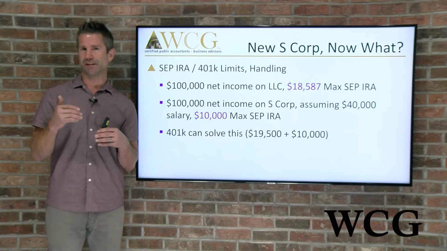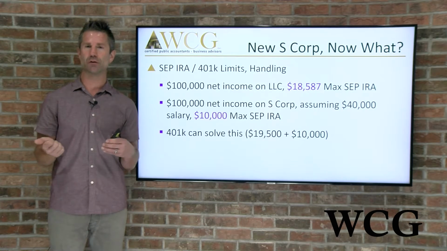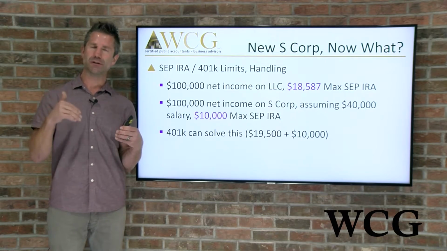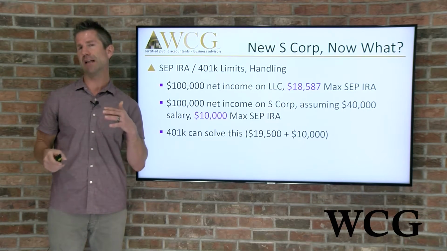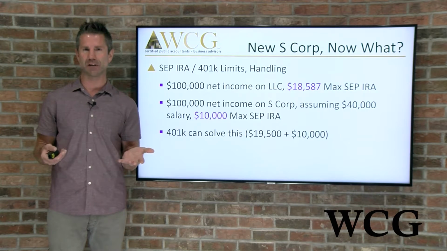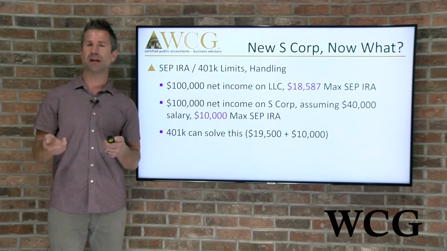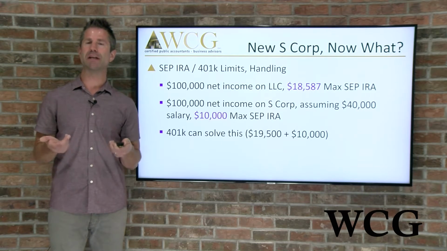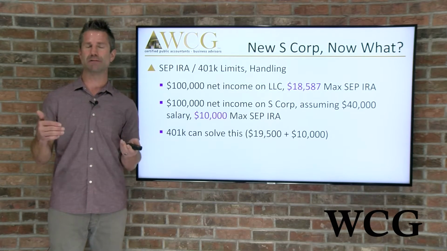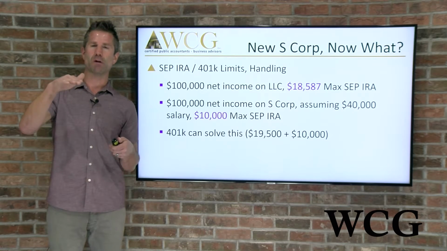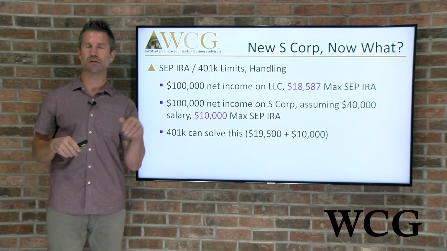If you take this same entity and you have it be taxed as an S corporation, that's great, that's cool. We're going to be reducing the max SEP IRA, and why it's happening, I should say, is that let's say we assume a $40,000 salary paid on the $100,000 net S Corp income. Your max SEP IRA is going to be $10,000. Where do we get this math from? Typically, it's 25% of your net income or 25% of your W-2. For the LLC, there's some other adjustments in there we have to do. It's not just a strict 25%.